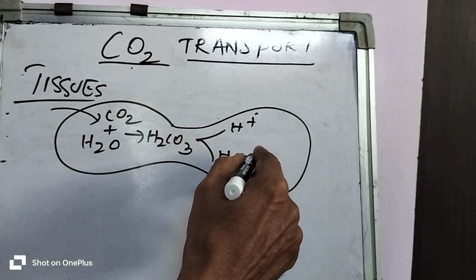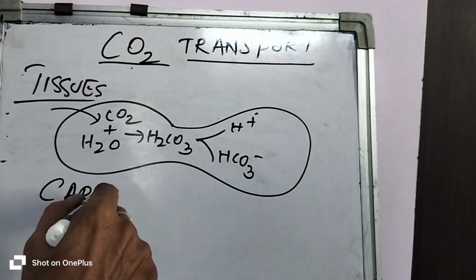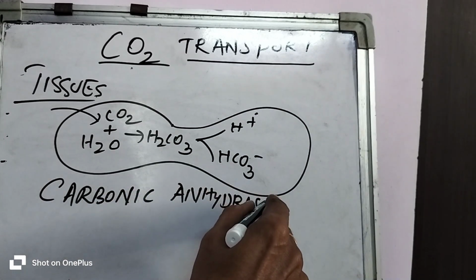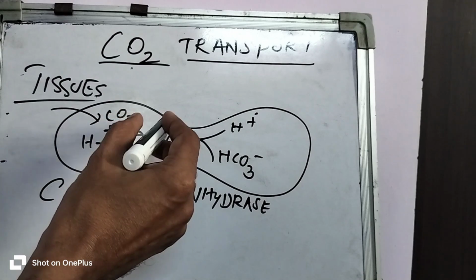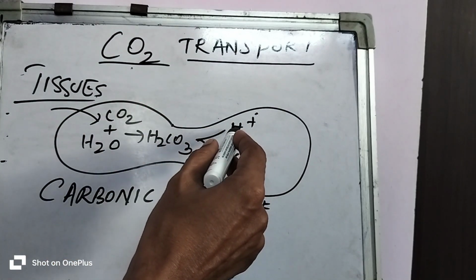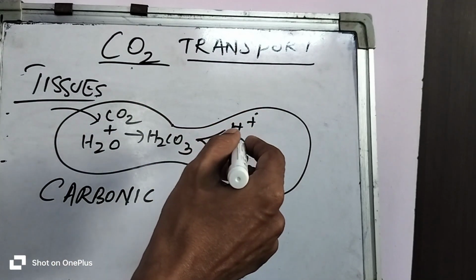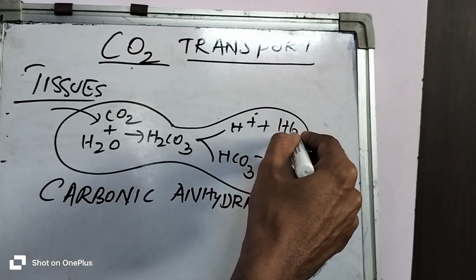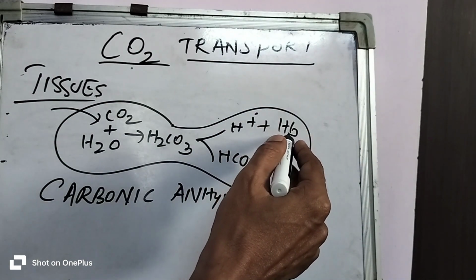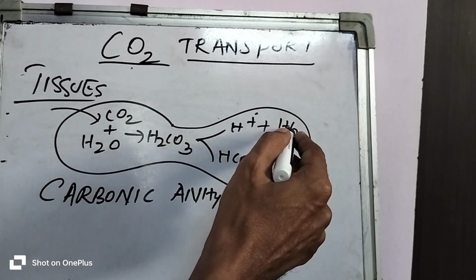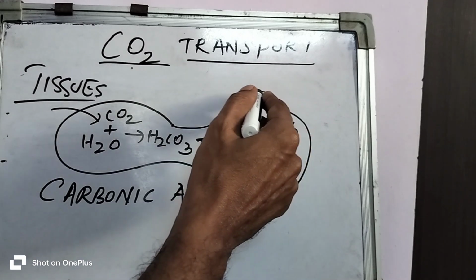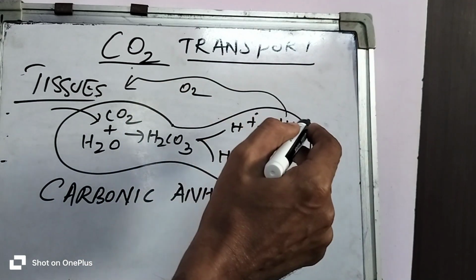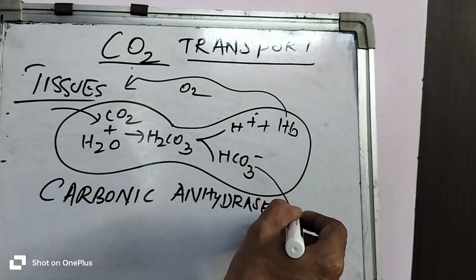These sequences of reactions are catalyzed by the enzyme carbonic anhydrase. So RBC is rich in carbonic anhydrase. The H plus ion which is produced from the carbonic acid combines with hemoglobin, because the hemoglobin is now free to get attached to H plus ion, as the oxygen from the hemoglobin will already be taken by the tissues. So now this hemoglobin is attaching with the H plus ion.